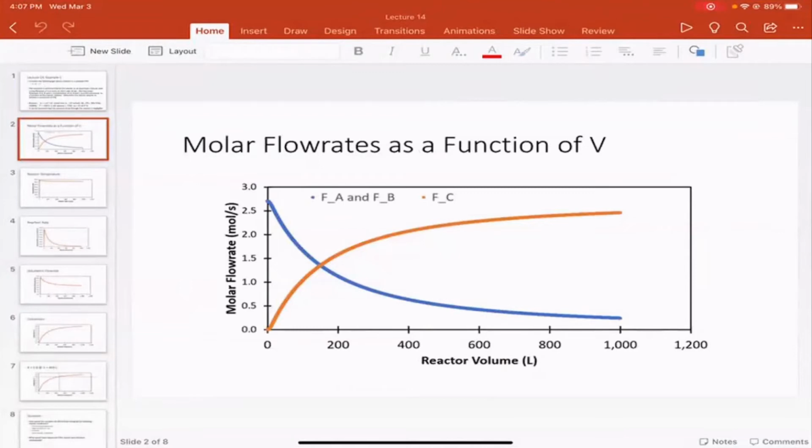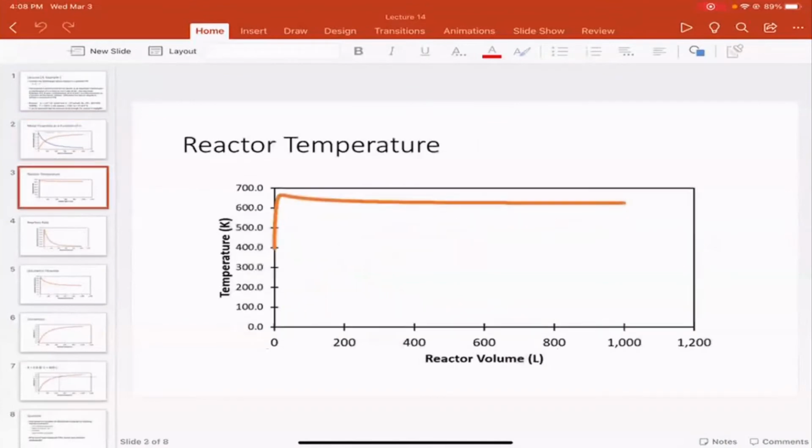The flow rates of A and B, it's equimolar. They have the same initial starting concentration and flow rate, so there's no surprise that they perfectly overlap here. And then, of course, we have the concentration of C as well that is constantly increasing. Okay. The next thing that we wanted to look at was the reactor temperature.